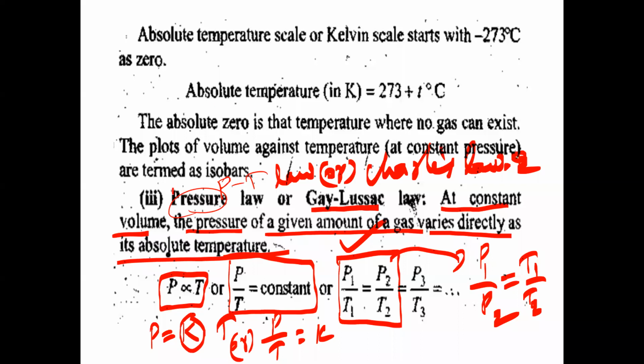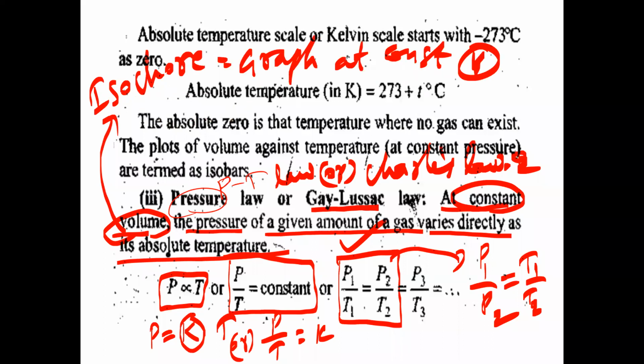At constant volume, if you plot a graph, it is called an isochore. Isochore means a graph plotted at constant volume. At constant pressure, the graph is called an isobar. Isobar is at constant pressure. And isotherm is the graph at constant temperature.